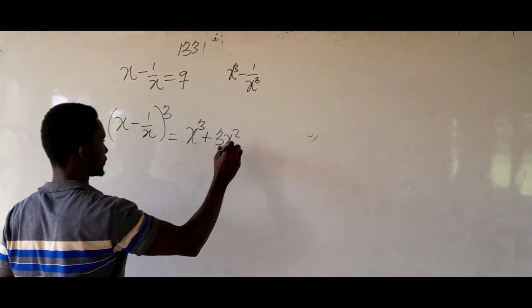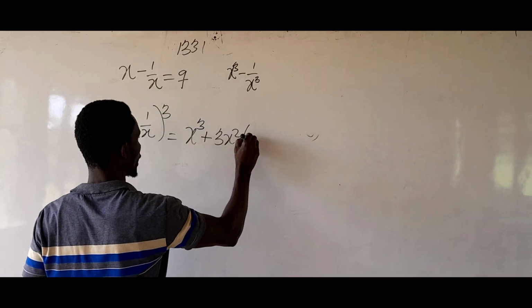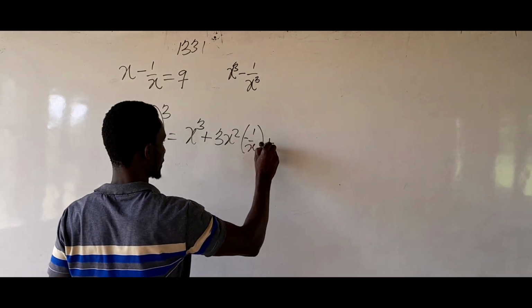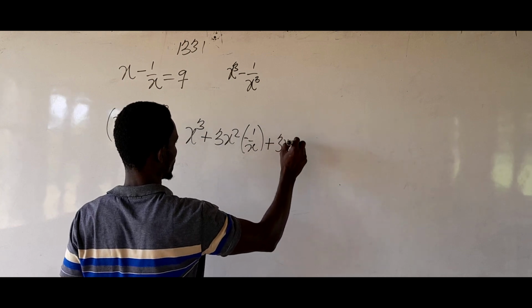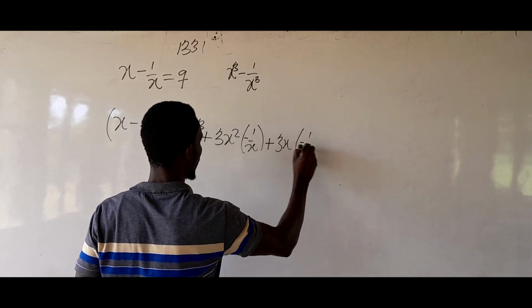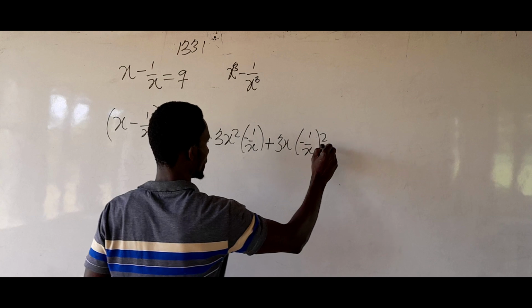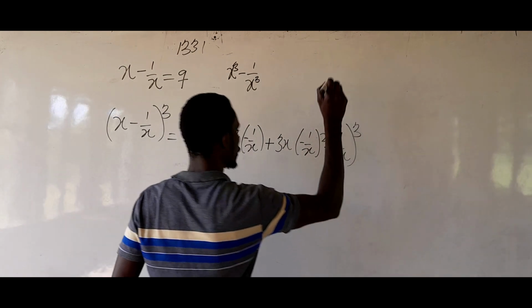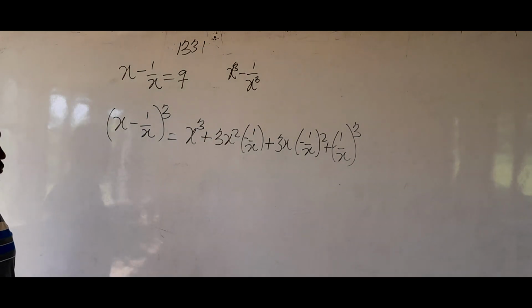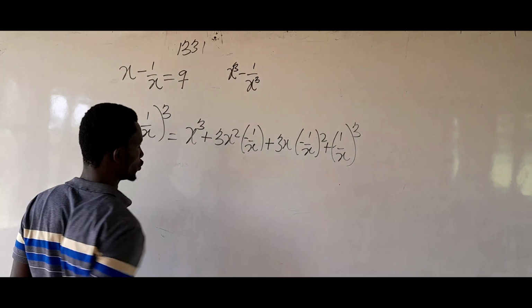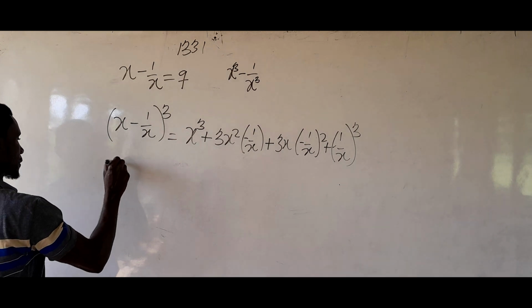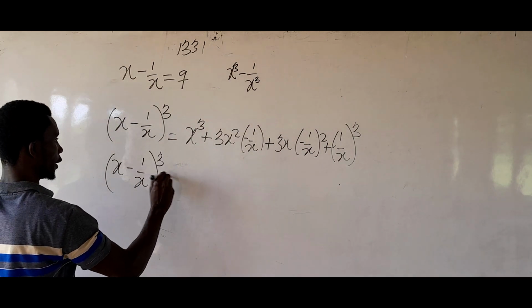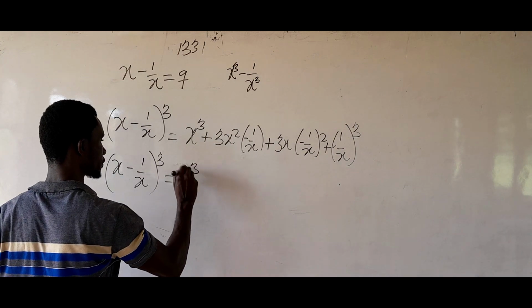So this one becomes x cubed plus 3x squared times negative 1 over x, then plus 3x times negative 1 over x squared, then plus negative 1 over x cubed. This is what you have. So you have x minus 1 over x cubed is equal to x cubed.